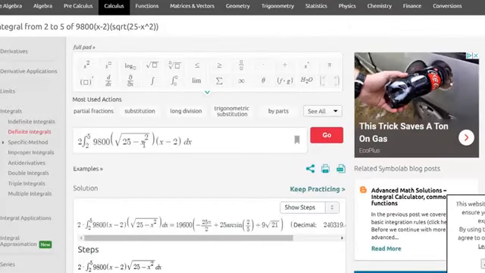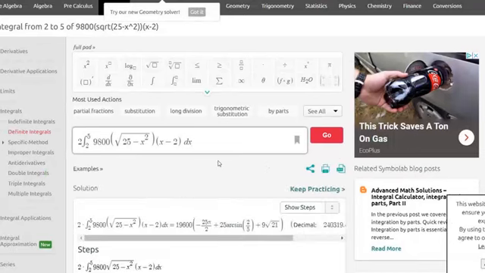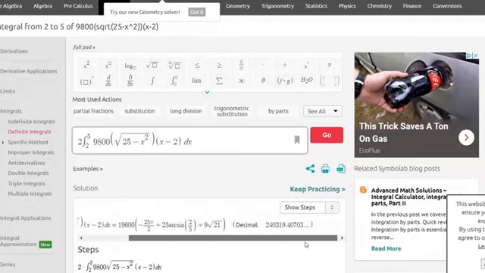So I went to symbolab.com. I've got our integral typed in. I used x instead of y just because I don't know if it can do it with respect to y. It probably could if you typed in y. But it looks like the total force is 240,319.40703.